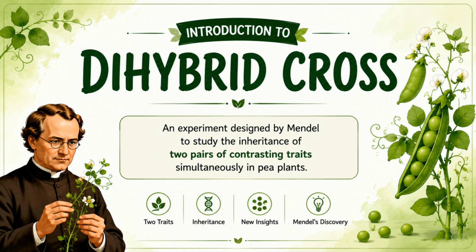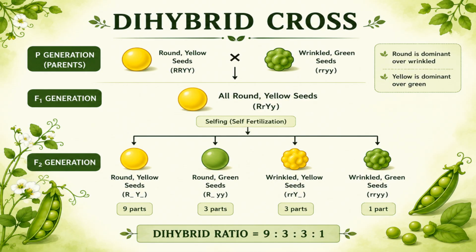So remember, monohybrid cross, one character studied at a time. Dihybrid cross, two characters studied at the same time. Now, let us move ahead and see how Mendel actually performed this fascinating experiment. In this experiment, Mendel selected two pea plants that differed in two characters simultaneously. The first pea plant had round and yellow seeds. The second pea plant had wrinkled and green seeds. Mendel crossed these two pure breeding pea plants and carefully observed the offspring produced.